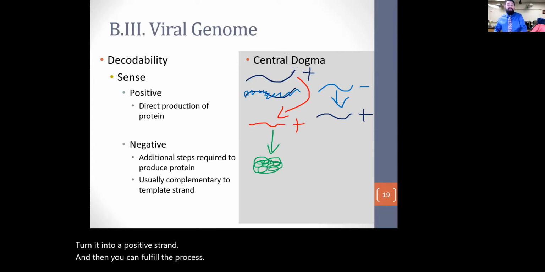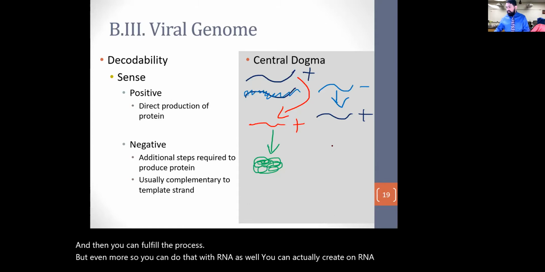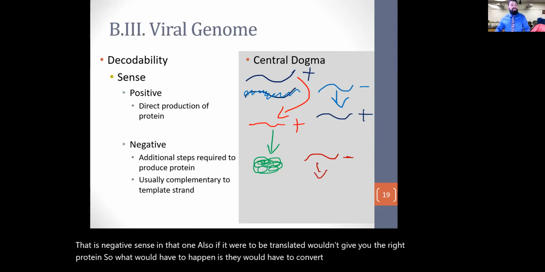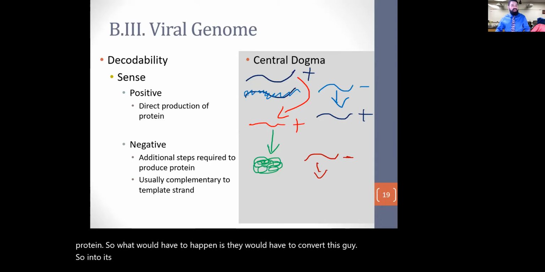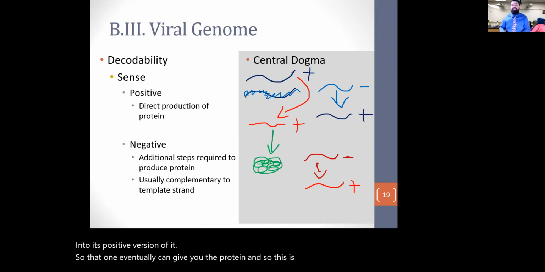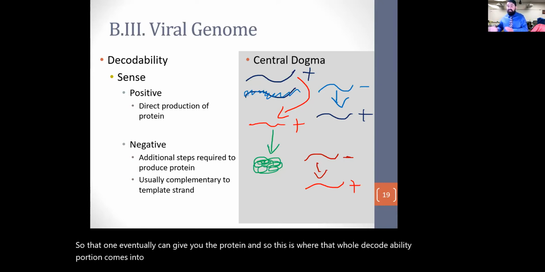But even more so, you can do that with RNA as well. You can actually create an RNA version that is negative sense. And that one also, if it were to be translated, wouldn't give you the right protein. So what would have to happen is that we'd have to convert this guy into its complementary sequence, into its positive sense. Get the other color that I had similar to that. Into its positive version of it, so that that one eventually can give you the protein.